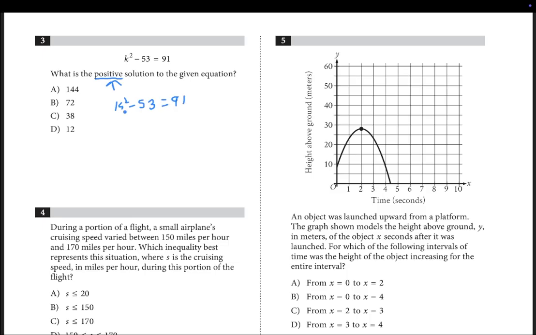So we want to get k by itself. We're going to add 53 on both sides so we can make these expressions equivalent. So k squared is equal to 144. Now we're going to square root both sides as we want k by itself. So k is going to equal the square root of 144, which is 12, which is going to be plus or minus 12 because we square rooted. And since it wants the positive solution, we're just going to use our positive 12. So therefore our answer is D.